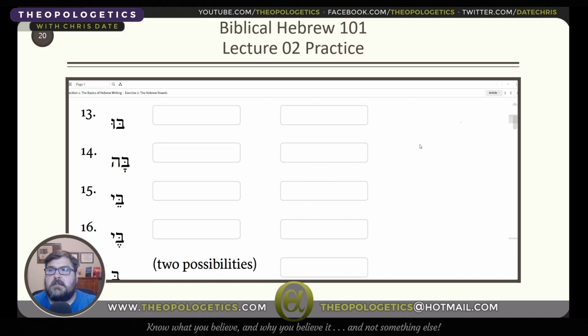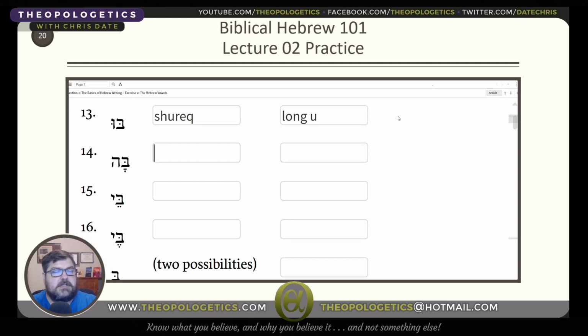Scroll down a little bit. Number 13, the vav with a dot in it instead of on top of it. That vowel is also a mater lectionis, a mother of reading, a vowel letter, and it's known as shurek. It's the only mater lectionis that has its own name. And it is a long U.